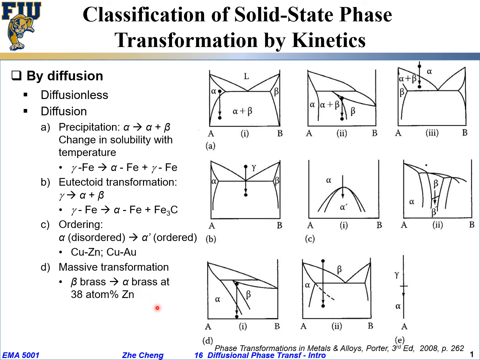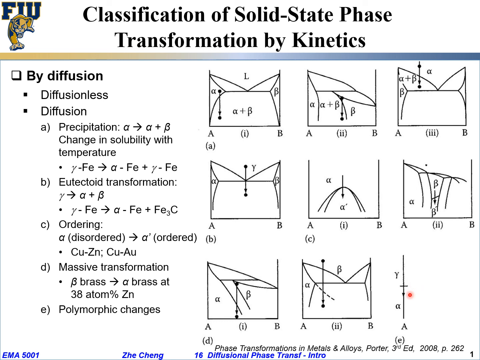And there's a sudden change in crystal structure, but no change in local composition. And the last one we talk about is polymorphic transformation. For example, as we mentioned, for pure iron, there's a transformation temperature of around 910 degrees C, and below that the material exists as alpha phase, while above that the material exists as gamma phase.